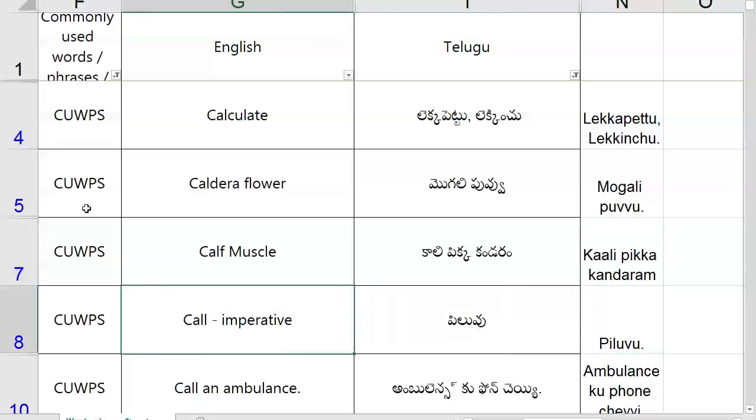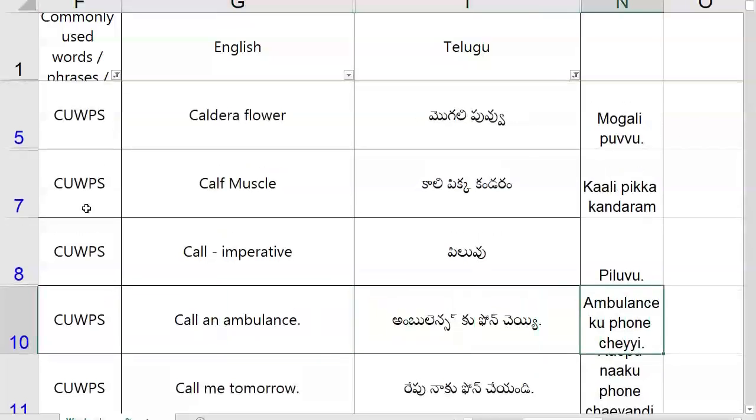Call means piluvu. This is imperative only. If it is a verb in base form, you already learned that one, piluchu. So piluvu, for example, call someone, evarinaina pilavandi. Call him, atadini pilavandi. Call her, aamenu pilavandi. So here after call we are using an object, so we must add the ni suffix. Call her, aamenu pilavandi. Nu is the suffix.